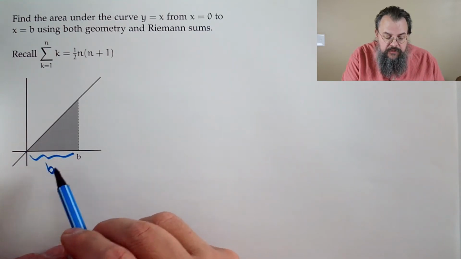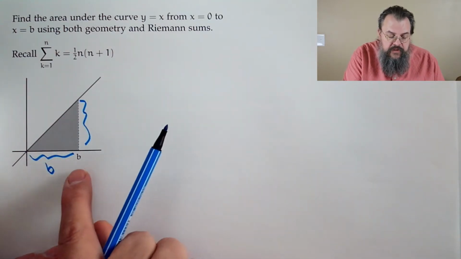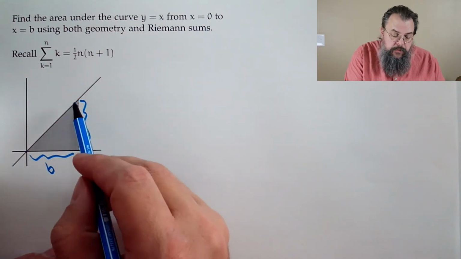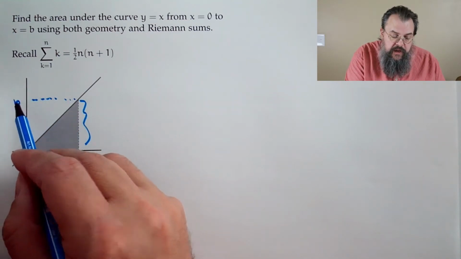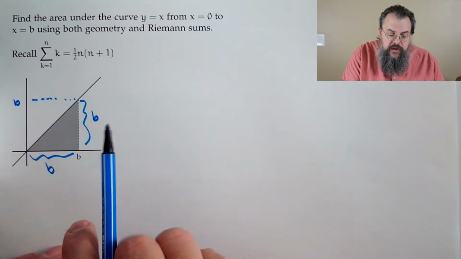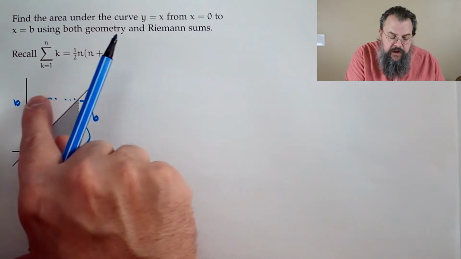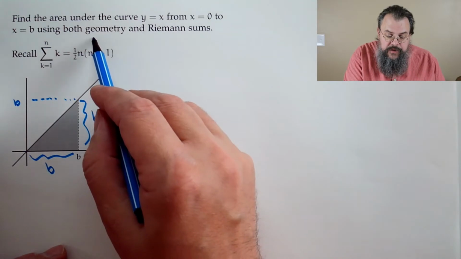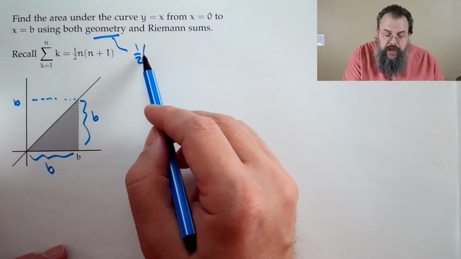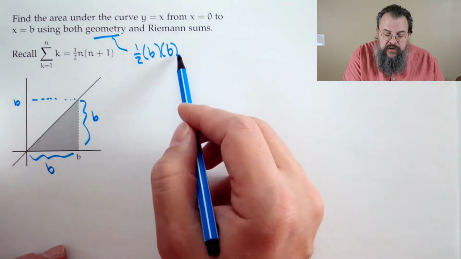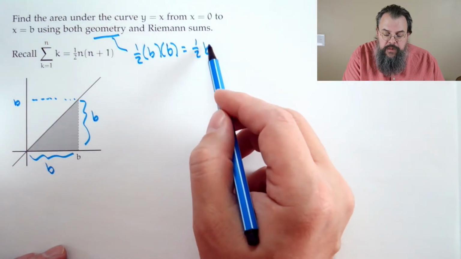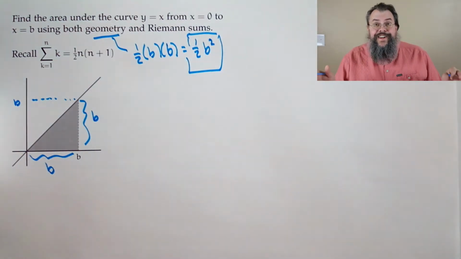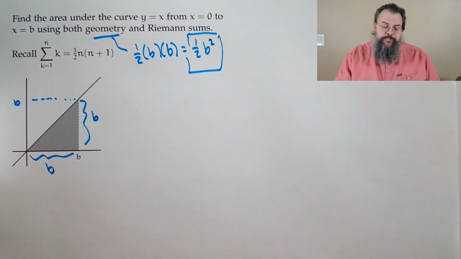We say, okay, the base is b, and the height, since this is y equals x, if x is at b, the height here would also be at b. So this is b as well. So the area, you can even see it, right? It's half of this b by b square. So we say, okay, the geometry, area of a triangle, 1/2 base times height, which is 1/2 b squared. All right, great. Done. By geometry.